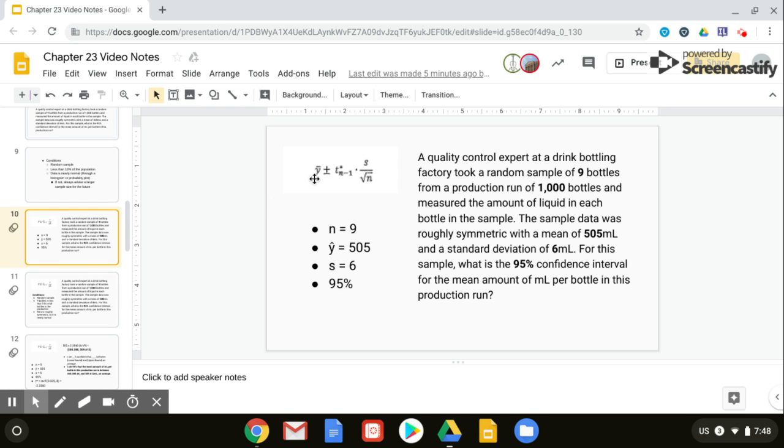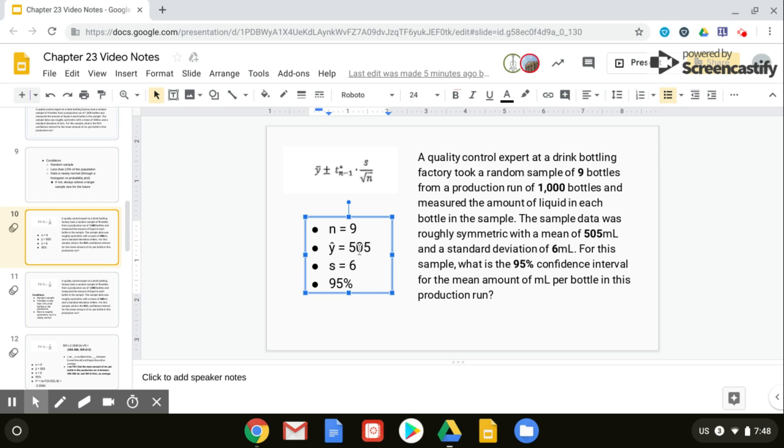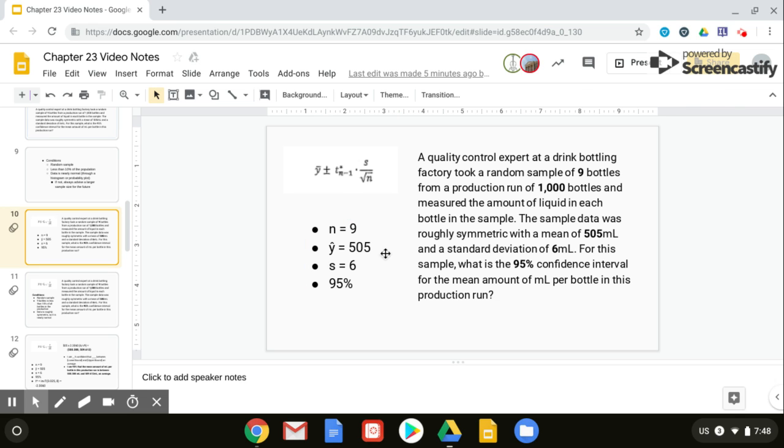So for this problem, we have y bar plus or minus the t-score with the degrees of freedom times the standard deviation over the square root of the sample size. In this problem, we have n is 9, y bar is 505, the standard deviation is 6, and a confidence interval of 95%.